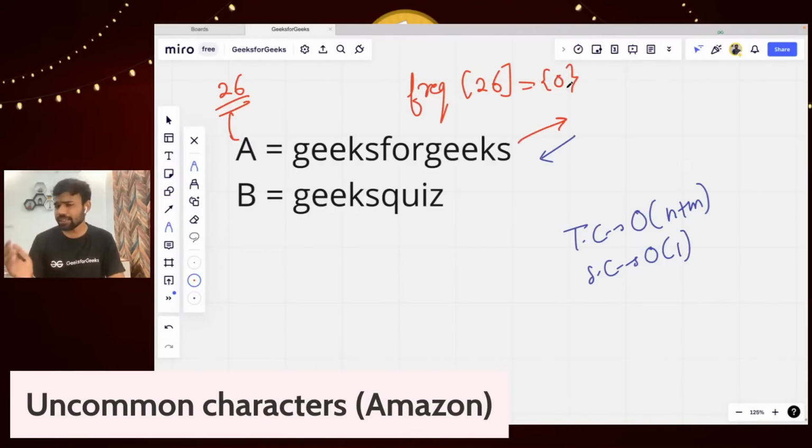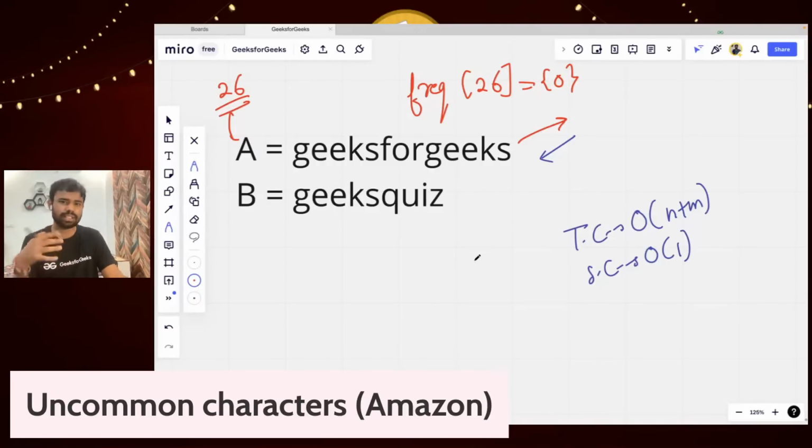Then using this frequency array, we will check which characters are present in string A, and on the basis of that we can check which are the non-common characters. Let's say this thing, and then we can surely guess.